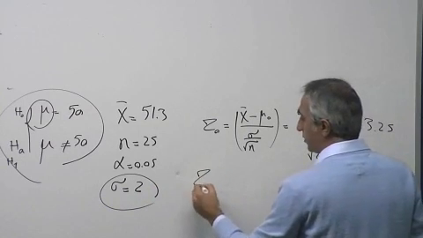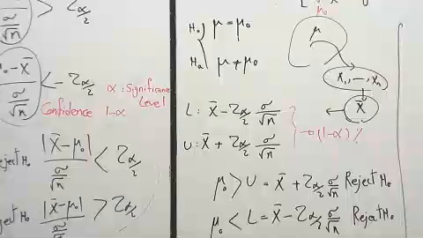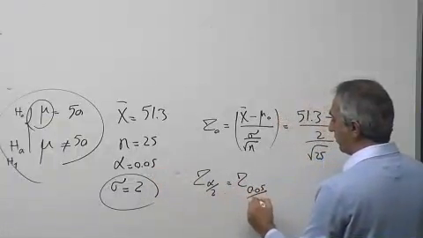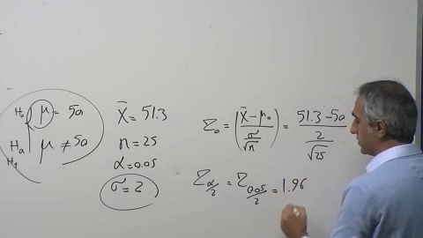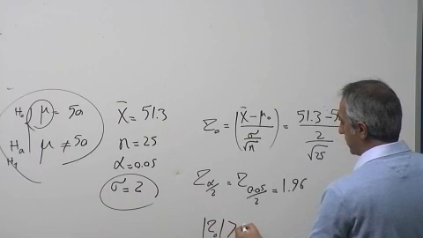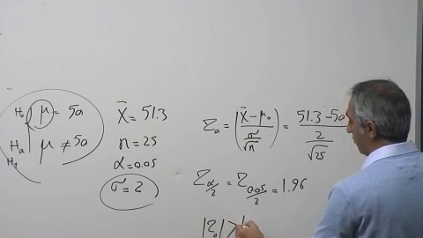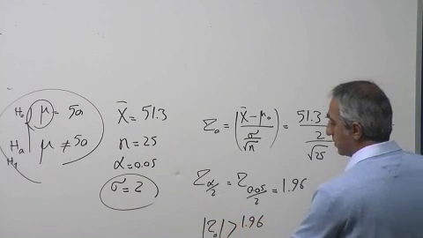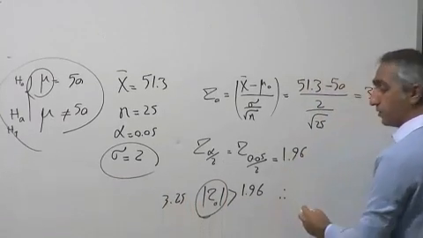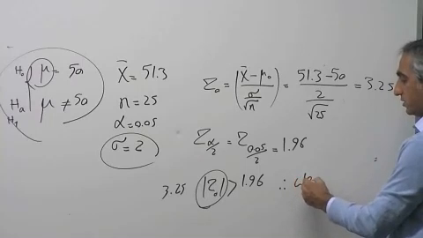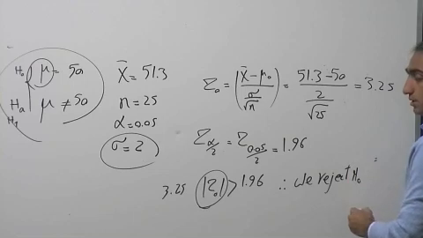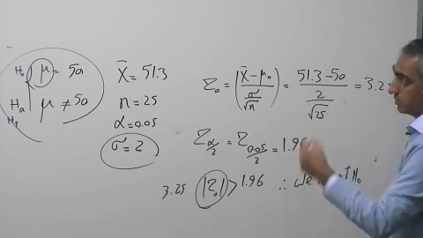So what is the threshold? Z alpha over 2. In this case, alpha is 0.05, so alpha over 2 is 0.025, and the z value is 1.96. So what is the conclusion? The absolute value of this, which is 3.25, is greater than 1.96. Therefore, we reject H null, which means mu is not 50.